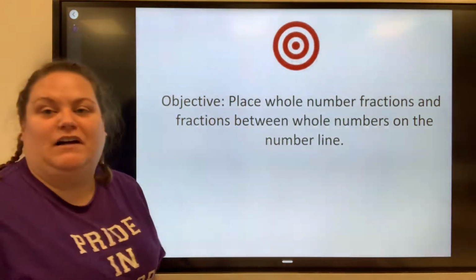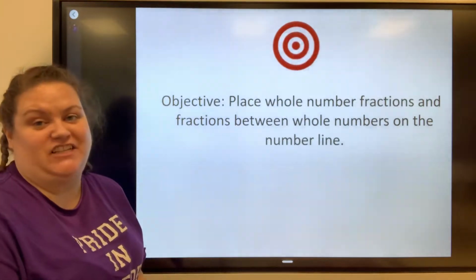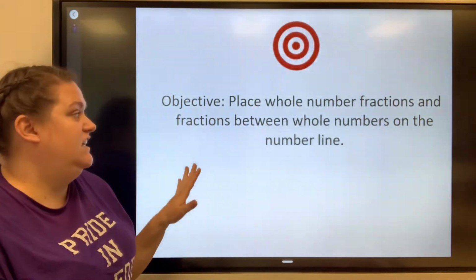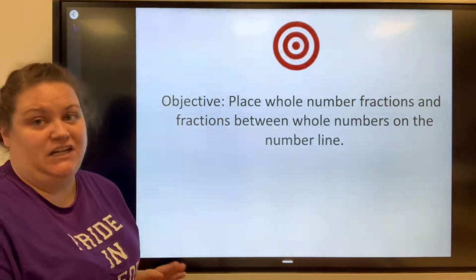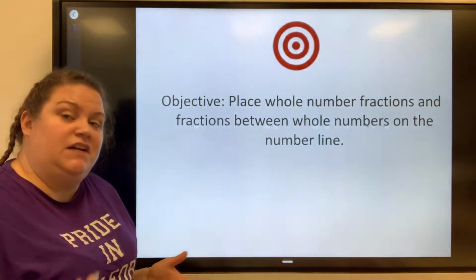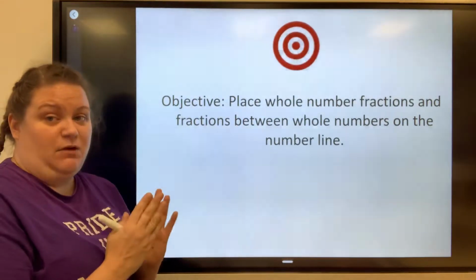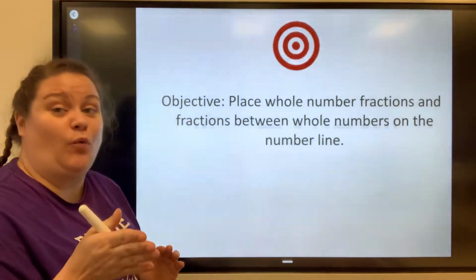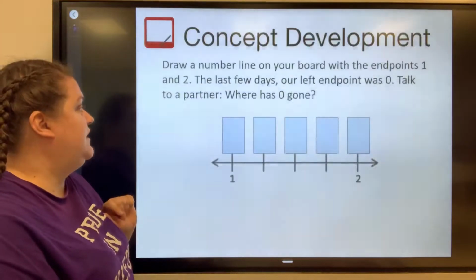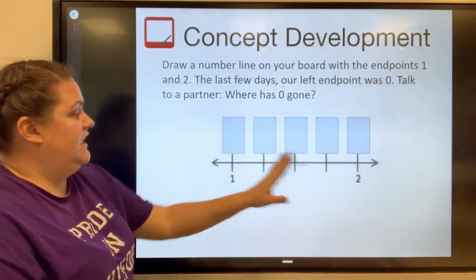Hi everybody, and welcome to Module 5, Lesson 16 for fractions. So our objective today is to place a whole number fraction and fractions between whole numbers on the number line. So we're still doing fractions on a number line, but now we're going over 1. So before we did smaller fractions between 0 and 1, and now we're going for fractions that are greater than 1. Draw a number line on your board with the endpoints of 1 and 2.